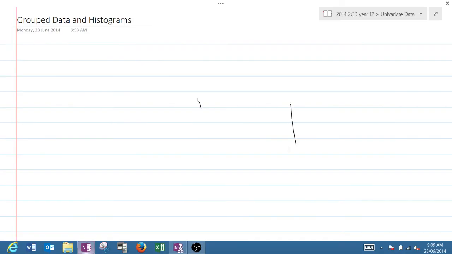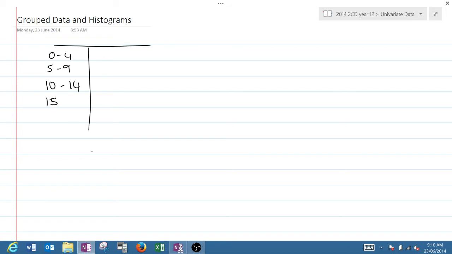What that means is, instead of having a frequency table where we have just a number like 3, 4, 5, 6, 7, 8, we actually group data together. So, for example, you might have a set of data which goes from 0 to 4, 5 to 9, 10 to 14, 15 to 19. And then we have a frequency of 3, 5, 6 and 2.